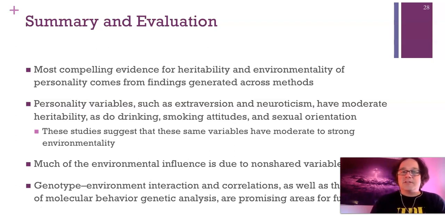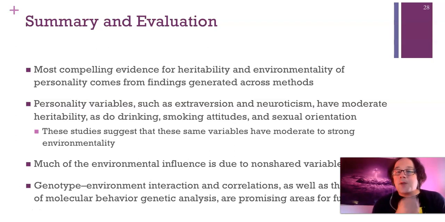Also, personality variables such as extroversion and neuroticism have moderate heritability, as do drinking, smoking attitudes, and sexual orientation. Again, not sure that's a personality trait, but certainly related to who a person is, right? So these studies suggest that these same variables have moderate to strong environmentality as well. And again, environmentality includes the prenatal environment, so development in the womb. Also, much of the environmental influence is due to non-shared variables. So much of the influence that an environment has on us is due to the variables that we don't share with our siblings.